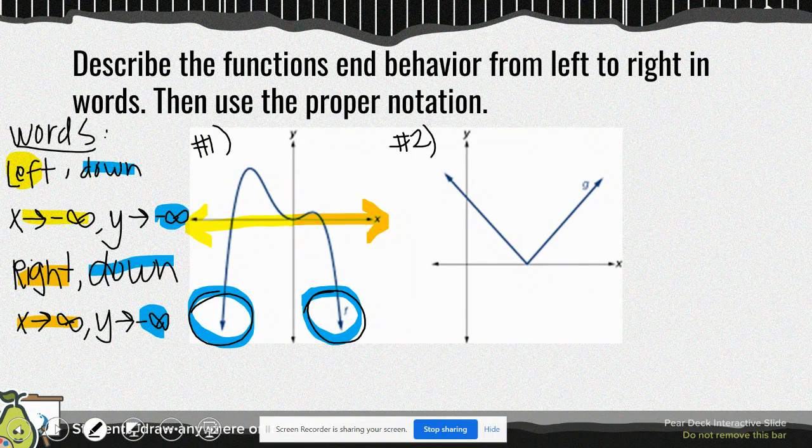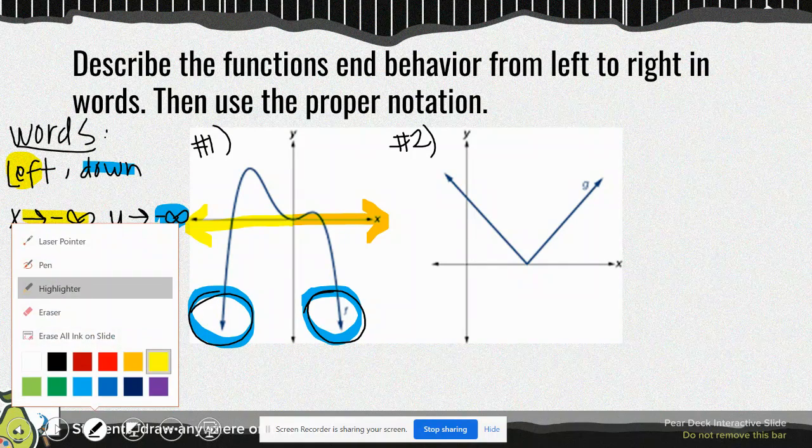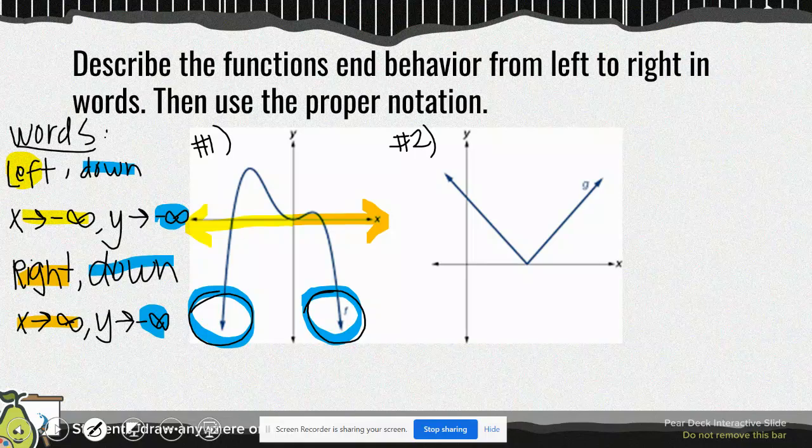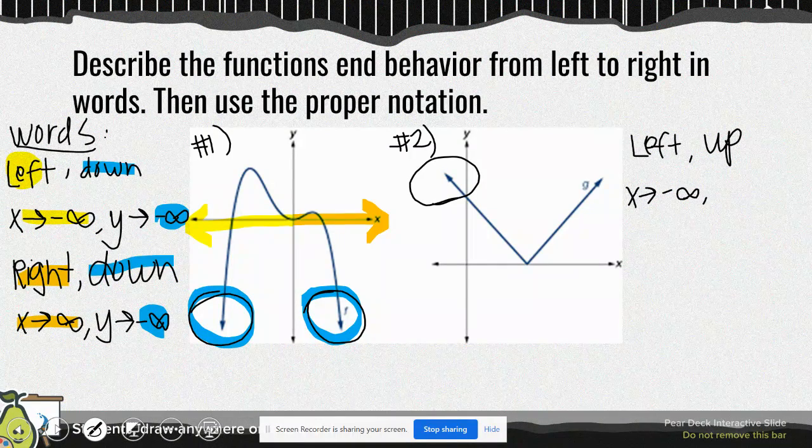Let's see if we can do it with graph number 2. I encourage you to describe the left end behavior in words and see if you can come up with the proper notation. All right, let's check it out in words. If we were going to describe the left end behavior of this function, we can see that it's pointing up. So on the left, our function is pointing up. That is the end behavior in words. Using our fancy mathematical notation, the left end behavior says as x approaches negative infinity, our function points up towards positive infinity.